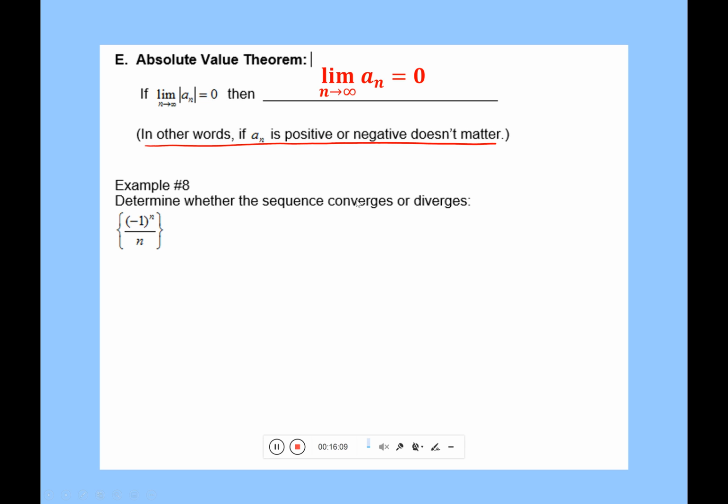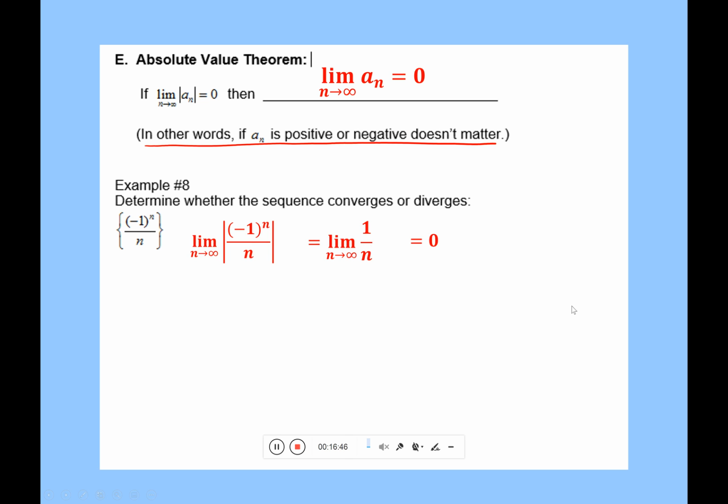So here's a good example, I think. Determine whether the sequence converges or diverges. Well, think about the limit, right? And here's what we were talking about before. If n is an odd number, this is going to be a negative term, right? But if n is an even number, this is going to be a positive term. And so because it's going to be either 1 or negative 1, right? Either 1 or negative 1 over infinity, it doesn't matter if you think about it as being positive 1 or negative 1. It's going to equal 0.